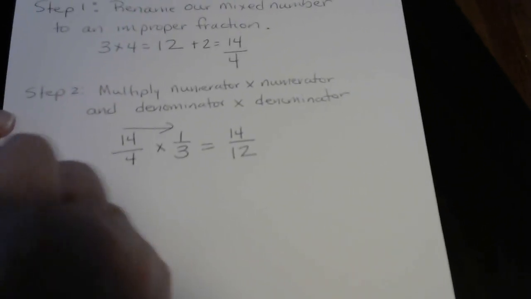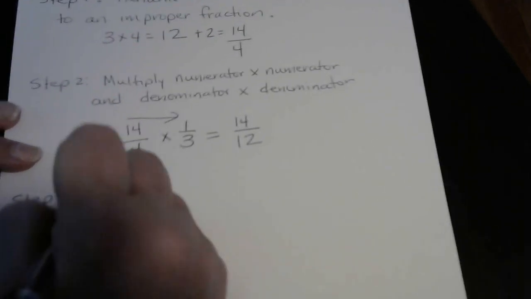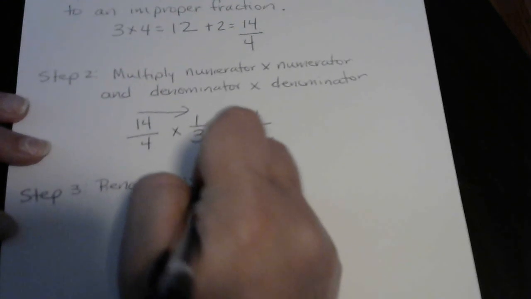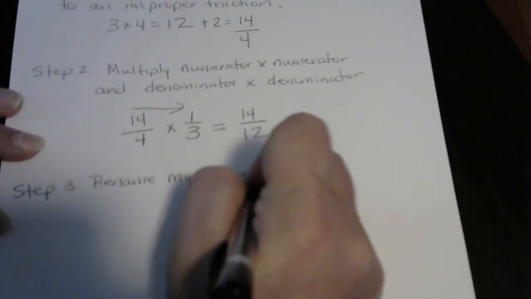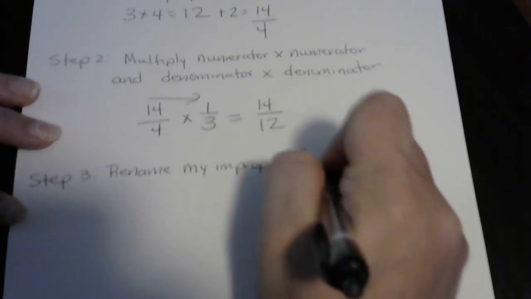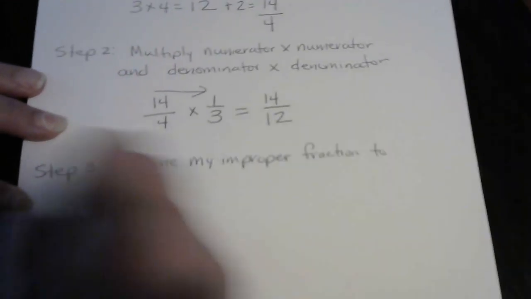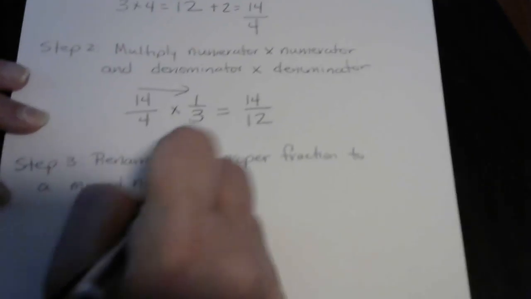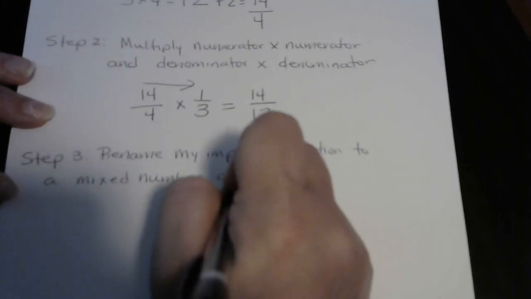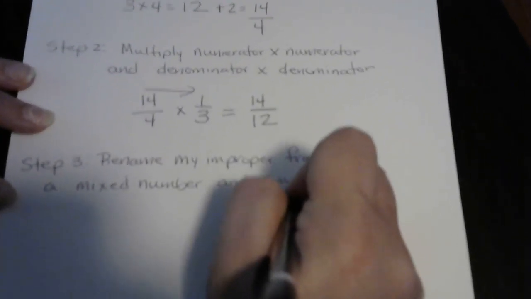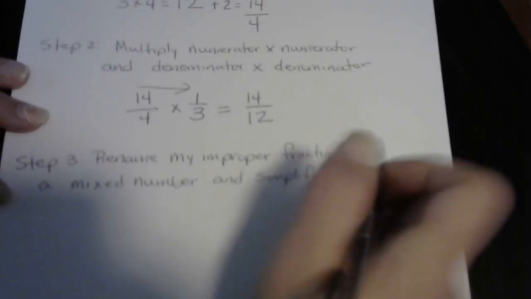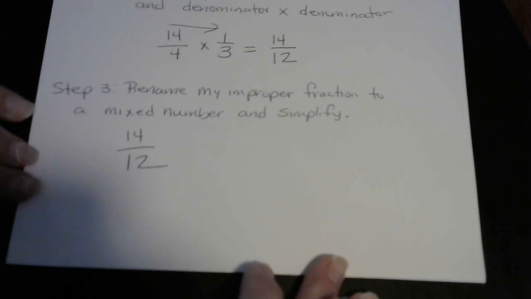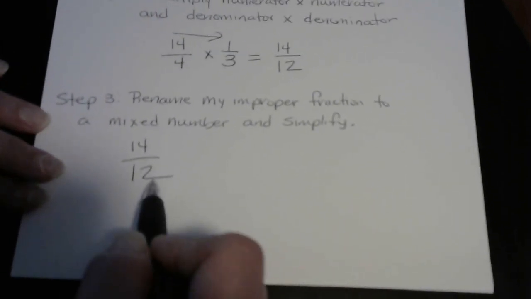So step 3 is to rename my improper fraction to a mixed number and simplify or put it in lowest terms. So I have 14 over 12. Okay, 14 over 12, guys. There are 12 parts in my whole.